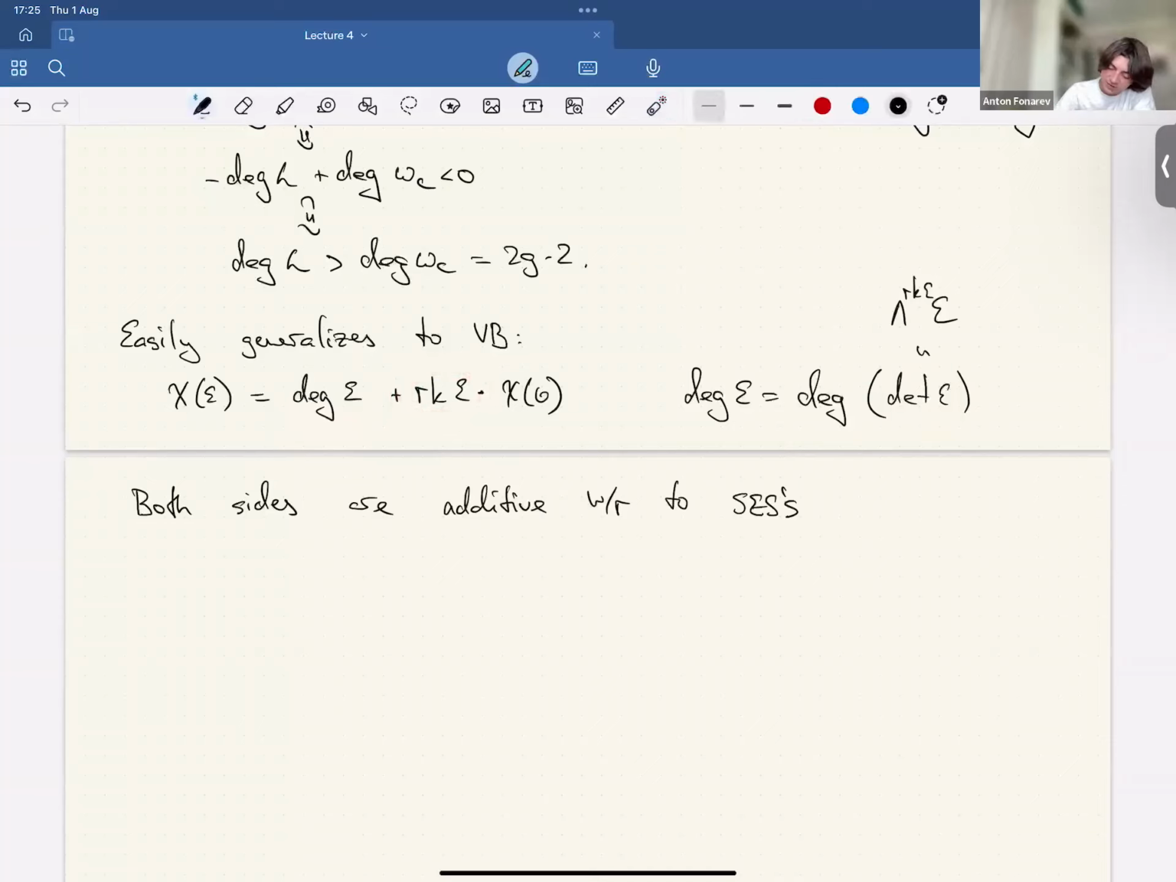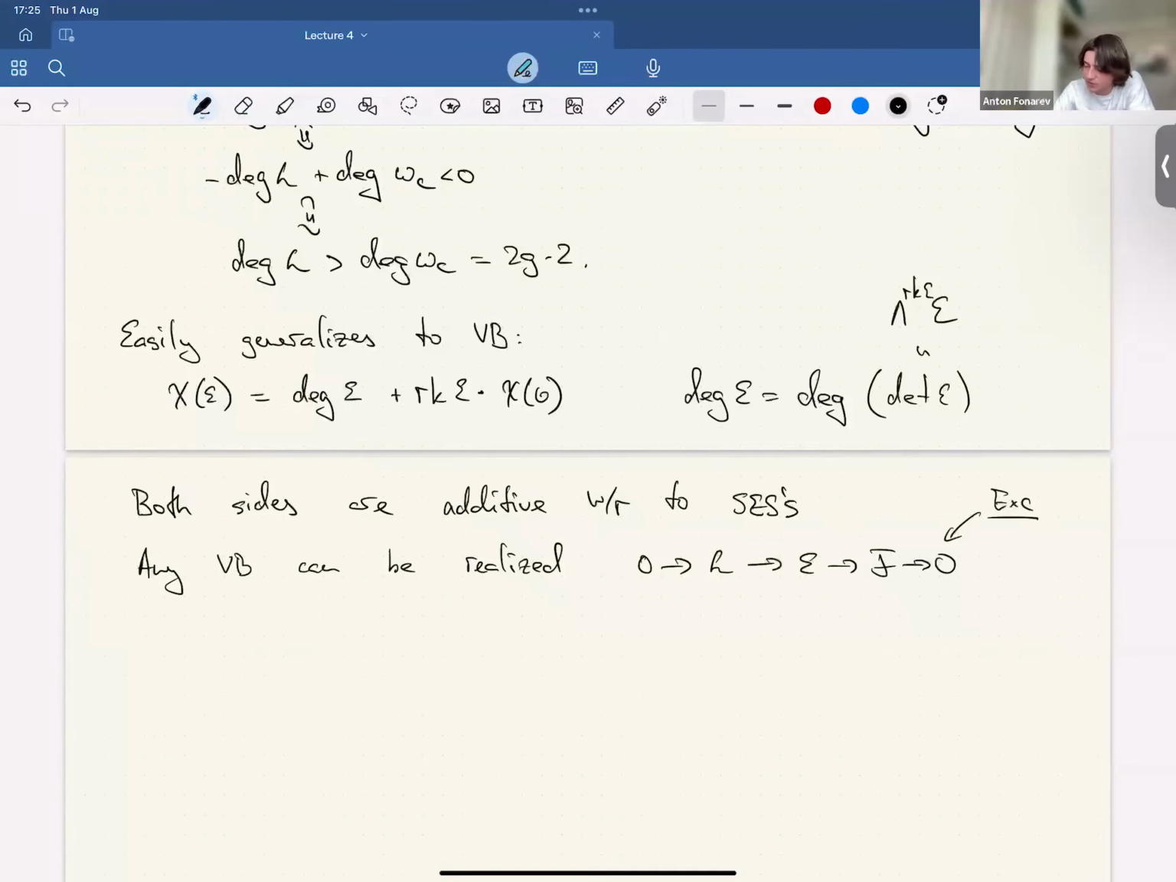But now any vector bundle can be realized as an extension of a line bundle and the quotient vector bundle. So this is a good exercise. It follows from everything we've discussed so far, by the way, from some theorems, where this is rank 1 and this is rank E minus 1.